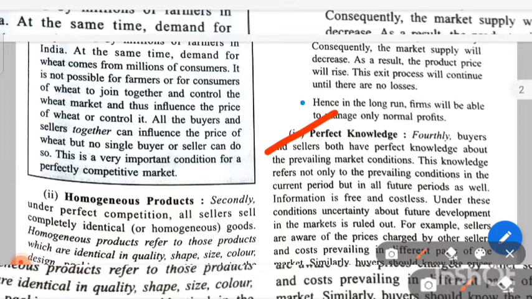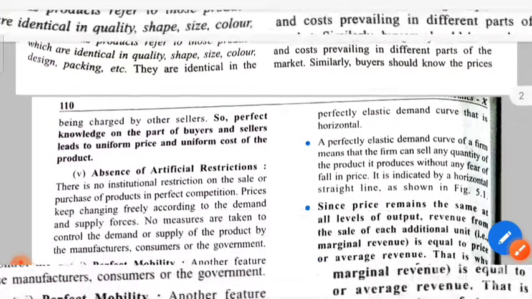To be a perfect competition situation, both the buyer and the seller should have perfect knowledge about the market condition, that this is the price going on. Even the seller should know what quality and what quantity is selling in the market. So there should be perfect knowledge about the product. If there is no perfect knowledge, then this situation cannot be a perfect market situation.